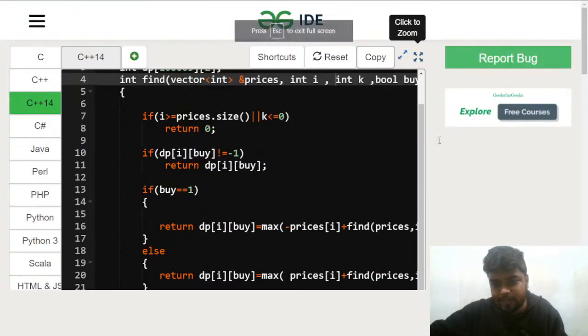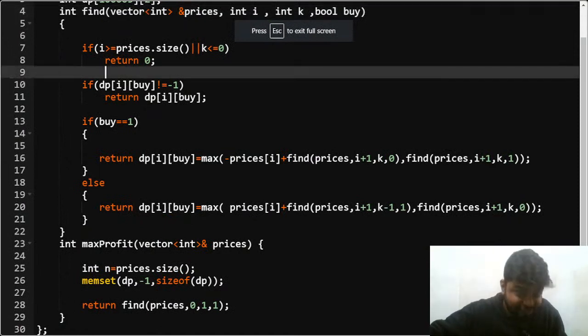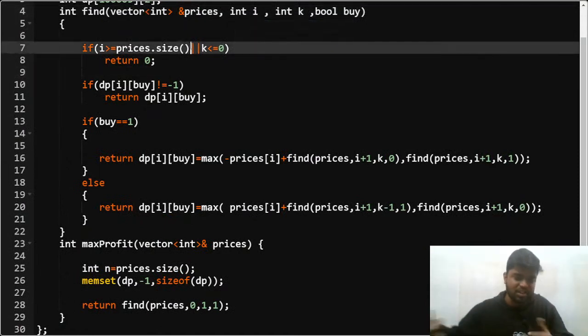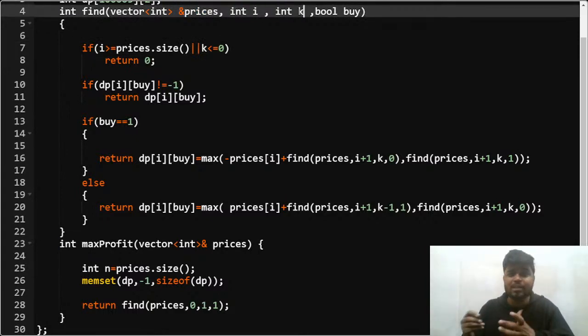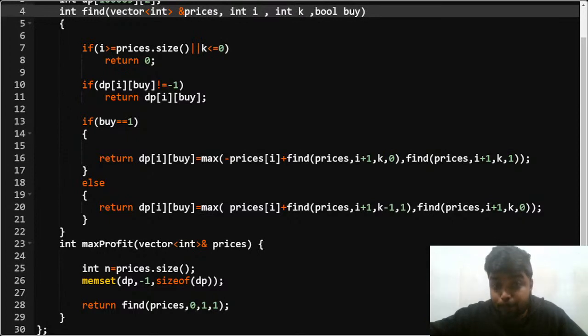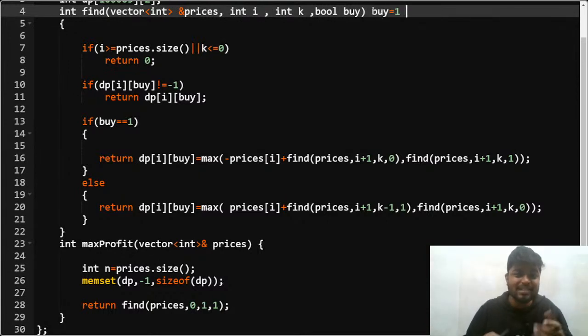So these are the situations I'll check. I'll pass the prices, I'll pass the index, and k equal to 1 means that the transaction still has to be completed, the buying and the selling still have to be completed. Bool buy means what? If buy is equal to 1, that means I need to buy.